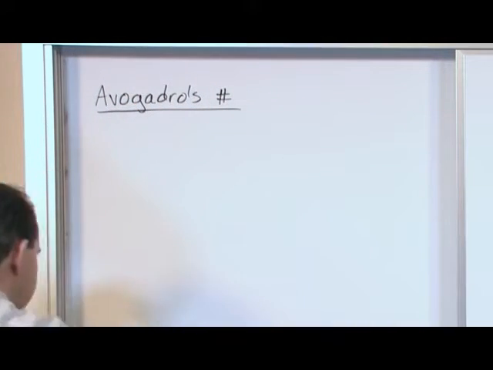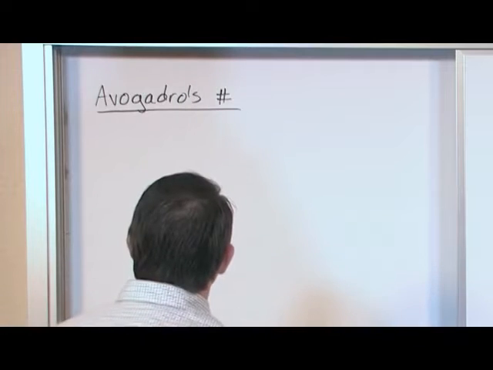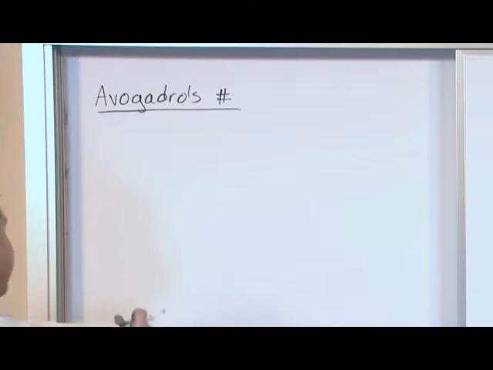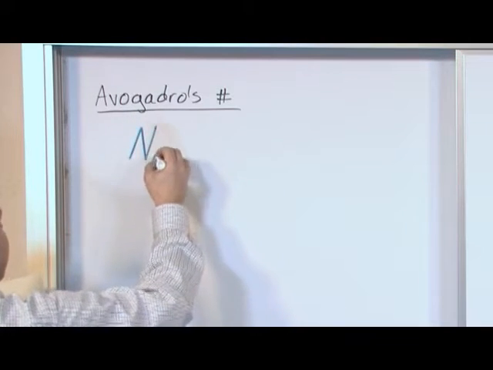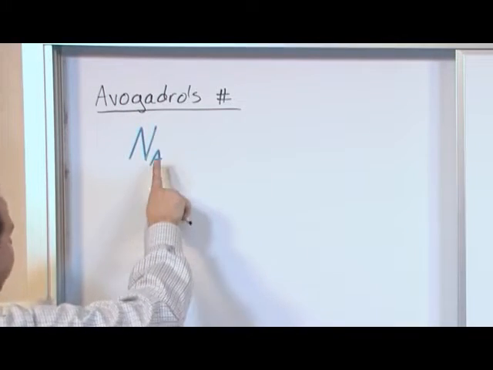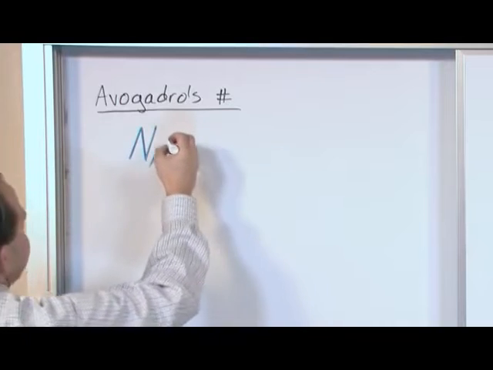And my definition is not going to be lengthy or wordy or anything. It's going to be practical. What this means is, we abbreviate it as NA. This means number, this means Avogadro. So Avogadro's number, that's why it's called NA.